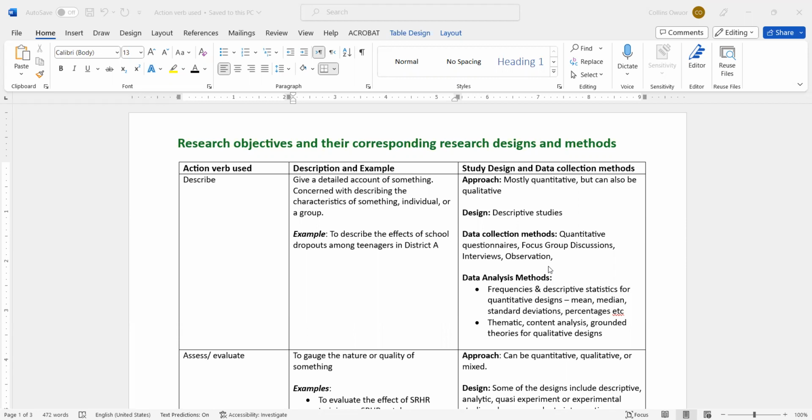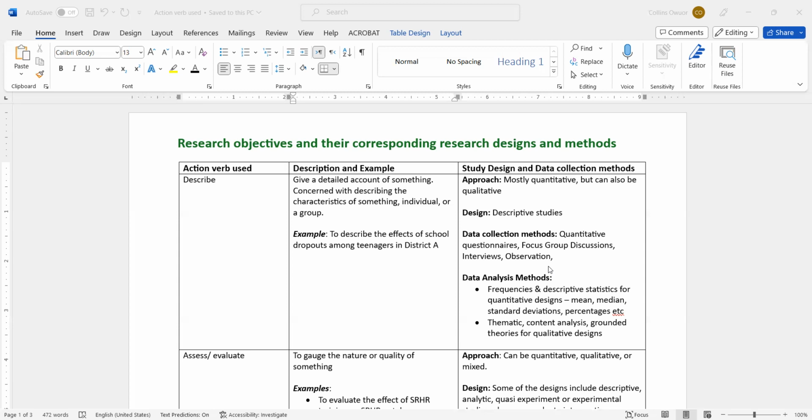For instance, say we want to describe. That basically means we want to give a detailed account of something, or we want to give characteristics of something, an individual or a group of people. So we have an example here: to describe the effects of school dropout among teenagers in District A. So basically, the main purpose of that study is to describe.